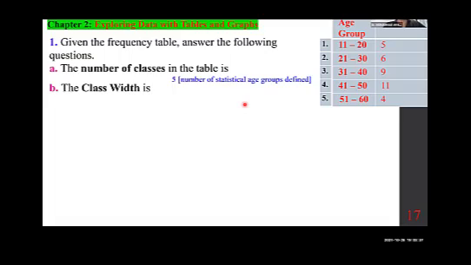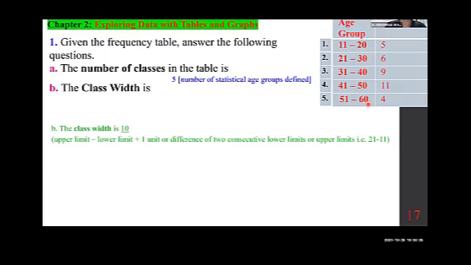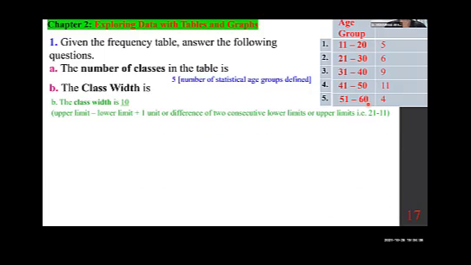In order to calculate the class width, when the limits are given, all you have to do is pick up 2 consecutive classes. You can look at their lower limits, 21 minus 11, or upper limits, 30 minus 20, 41 minus 31, 60 minus 50. So in this case, it becomes 10. The class width is 10.